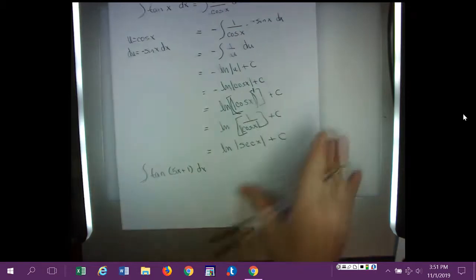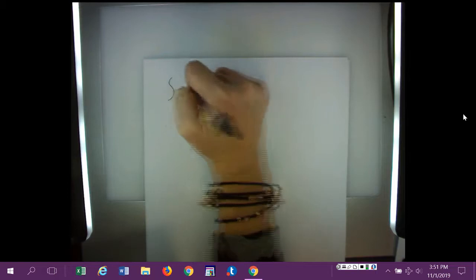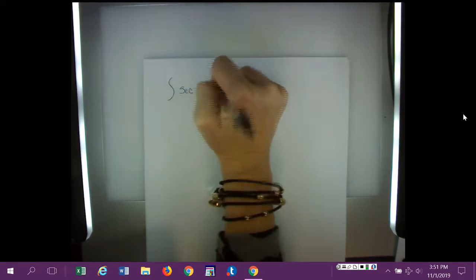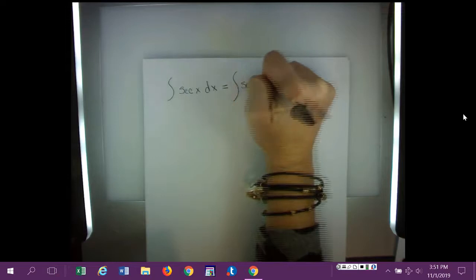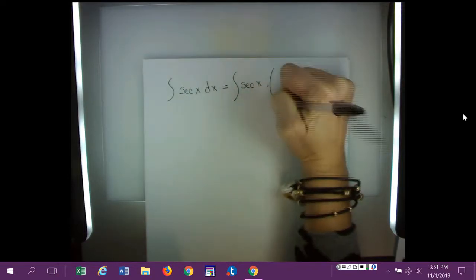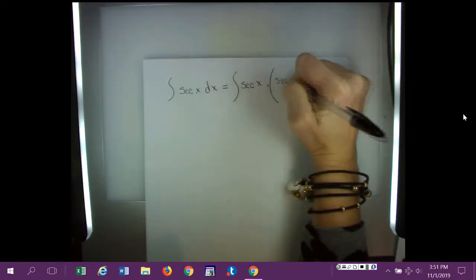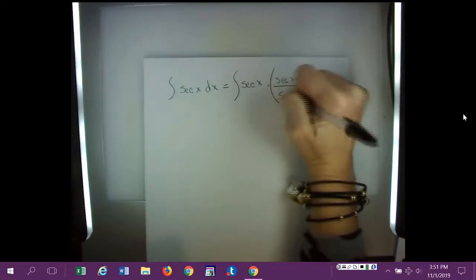Now the other one, for proving secant, what they do is they multiply by a form of 1, and the form of 1 is secant x plus tangent x divided by secant x plus tangent x.